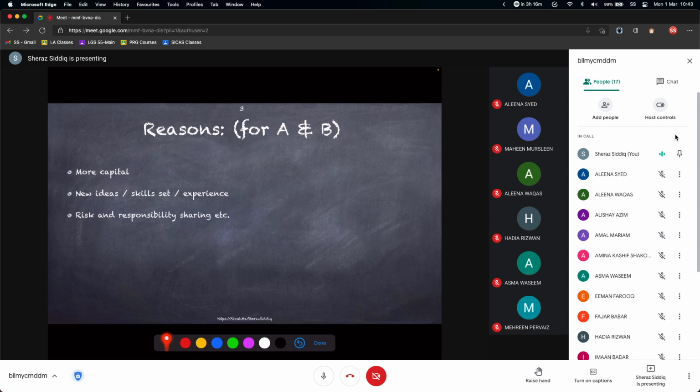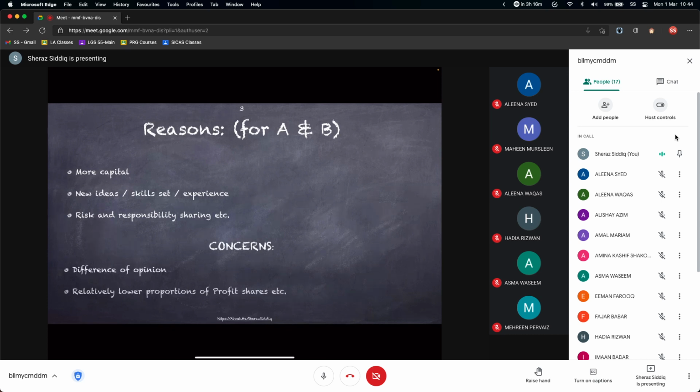But a more important area is the point of view of C. Why would C be interested in joining A and B's partner? However, A and B may have some concerns, right? And those concerns are that with C joining in, A and B, who probably have an understanding between themselves, there is a possibility that difference of opinion may arise, and they will end up sharing relatively lower proportions of profit share, since a third partner C is also going to be sharing in profit.